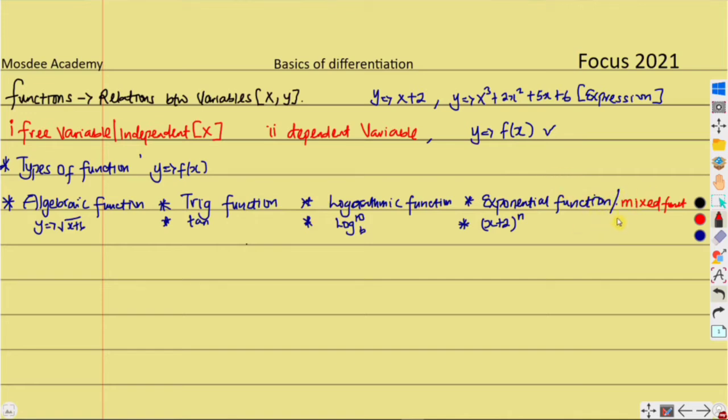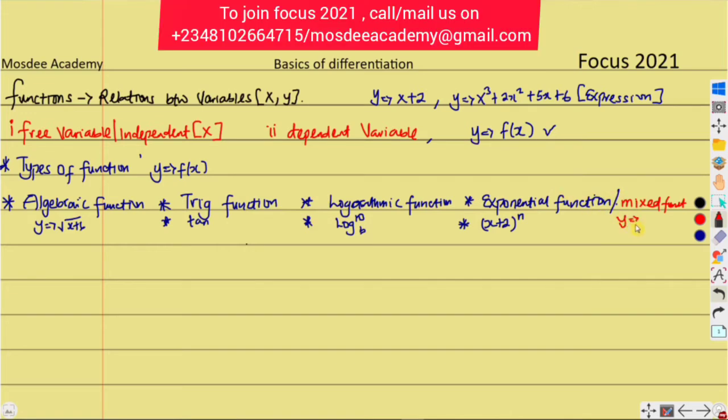For example, somebody can give you a function of y equals, let's say, 3x squared cos 2x. You can see there are 2 different types of functions here. I have an algebraic function, I have a trigonometric function. So all these are going to be discussed extensively as we go further into the basics of differentiation.